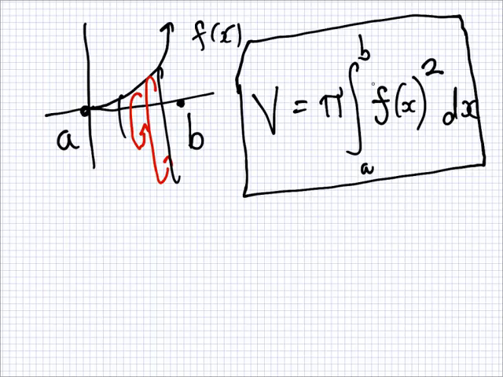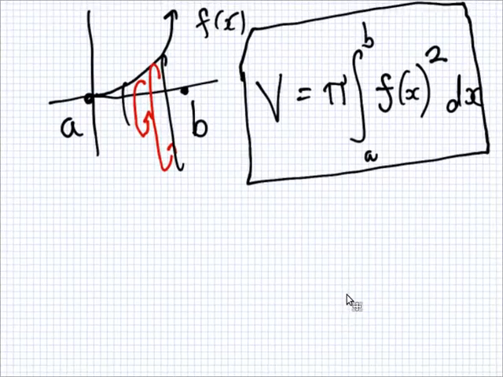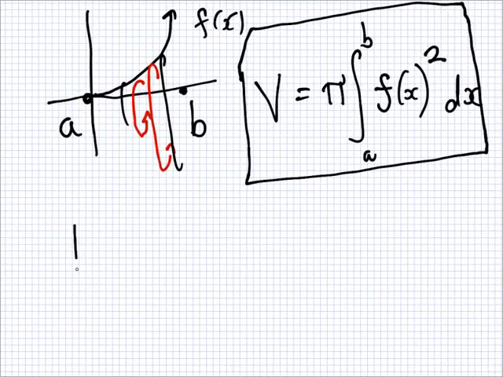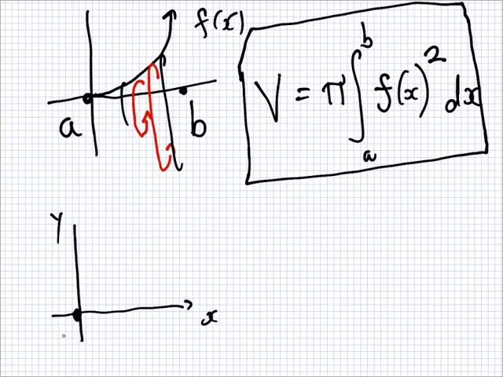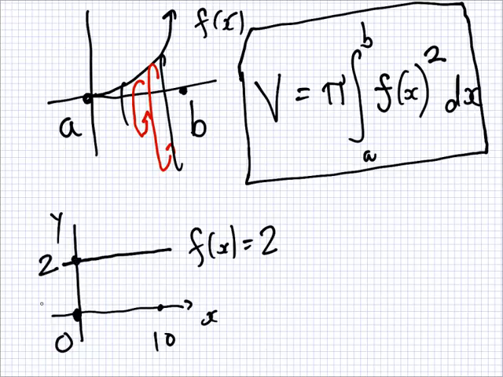Okay, do you have this formula? Yeah? Let's do an example. I want to do an example where we know the answer already, so we can see that it works. Okay, so let's take this one as an example. Let's say this here is 0 and this here is 10, and the function is f(x) equals 2, and this here is 2. So it's just a flat line.